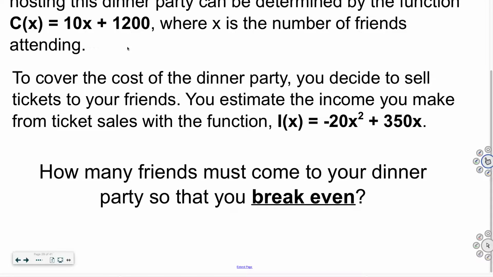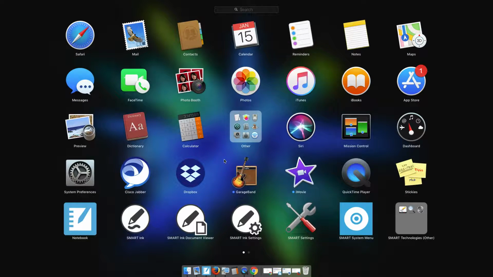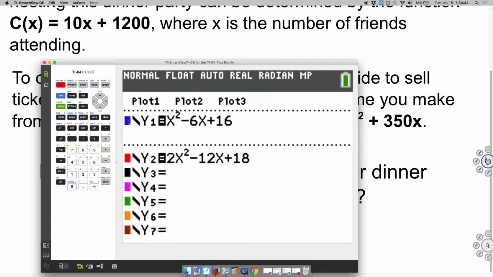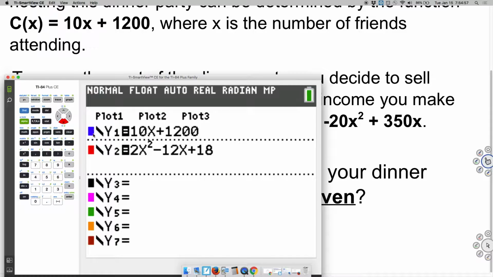All right, well, breaking even is when these two functions are going to be equal to each other. You break even when cost and income are the same. So we have to figure out when these two functions are equal. Our first function is 10x plus 1200, and our second function is negative 20x squared plus 350x. Make sure you use that negative sign in the front.